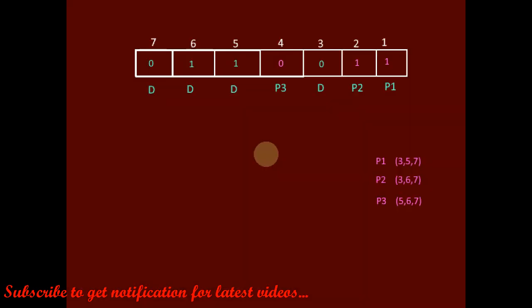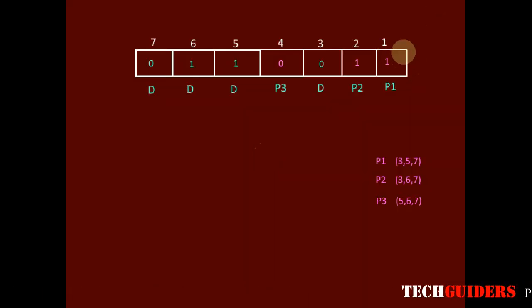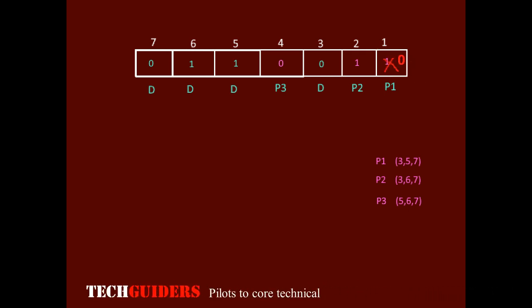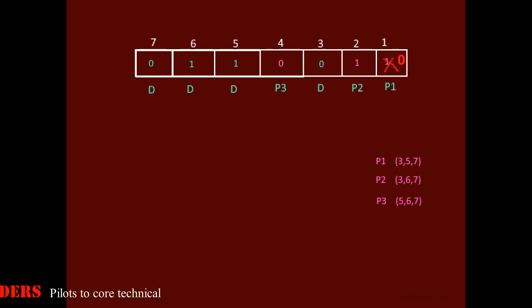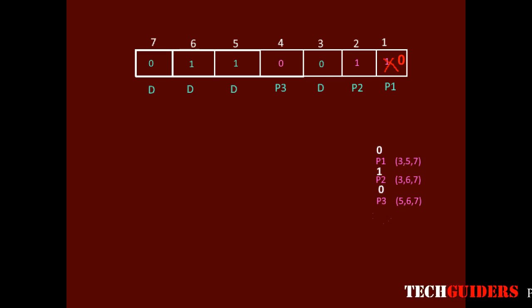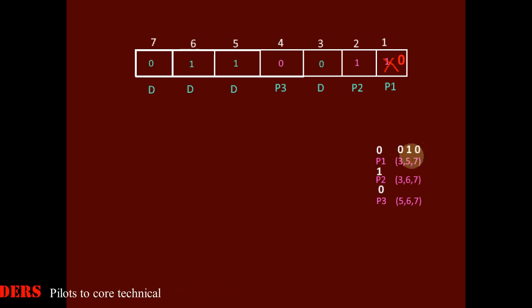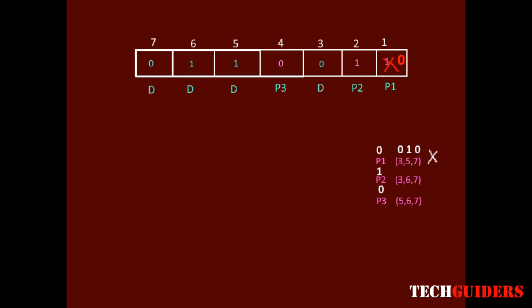Now suppose a parity bit is corrupted. Let the position 1 got corrupted. It became 0. Now at the receiving side, the parities are extracted. P1 is found to be 0, P2 is 1 and P3 is 0. Now the parities are recalculated at the receiving side. Bit position 3 is 0, 5 is 1 and 7 is 0. The parity P1 is found to be wrong.